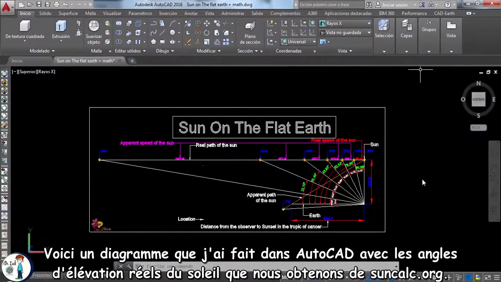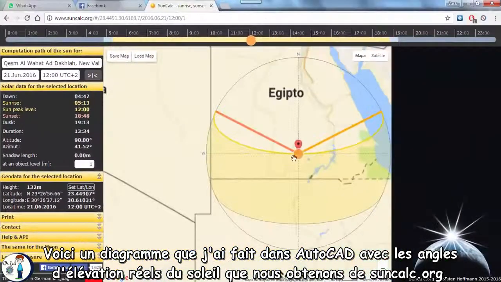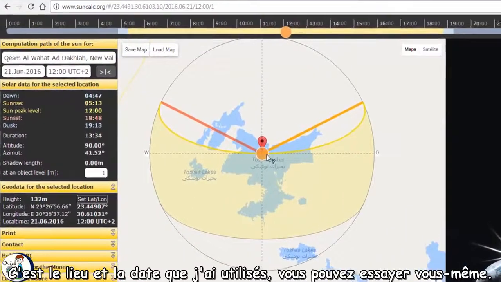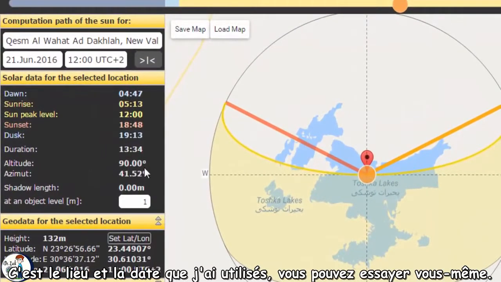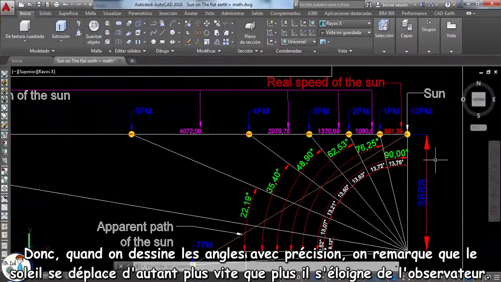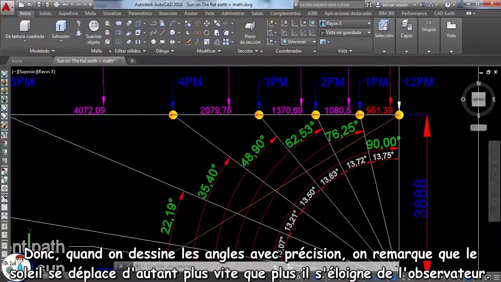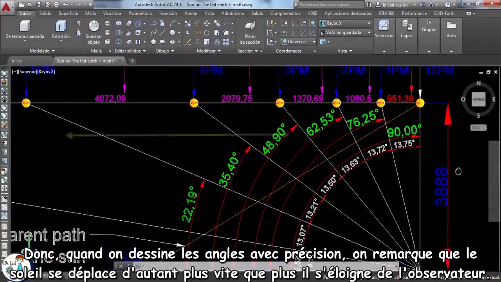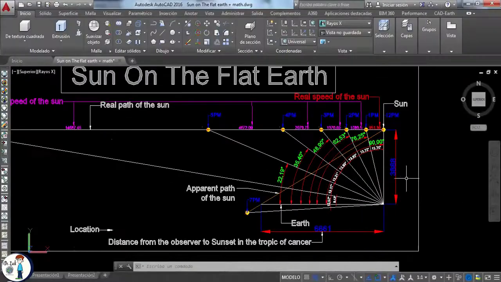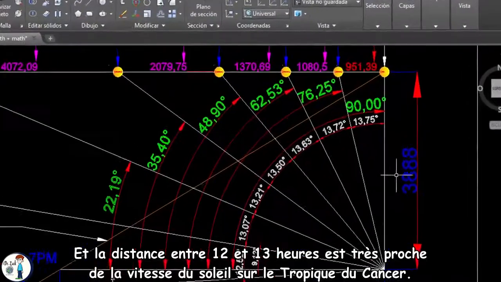This is a diagram I made in AutoCAD with the real elevation angles of the sun that we get from suncalc.org. This is the location and dates that I used. You can try that yourself. So when we draw the angles accurately, we notice that the sun travels faster the more it moves away from the observer. As you can see, the distance between 5 and 6 p.m. is a lot longer than the distance between 4 and 5 p.m. And the distance between 12 and 1 p.m.